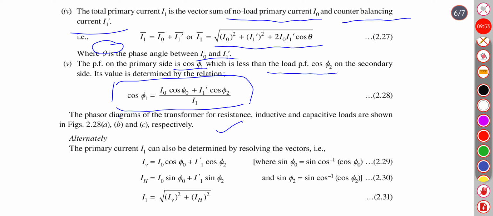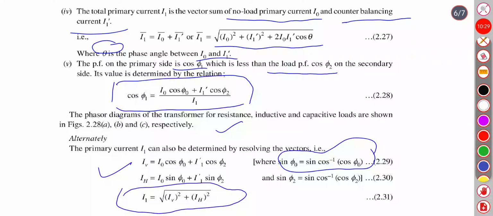Alternatively, the primary current I1 can be determined by resolving the vectors. So IV equals I0 cos phi0 plus I1 dash cos phi2, where phi0 is equal to cos inverse of cos phi0. IH equals I0 sin phi0 plus I1 dash sin phi2. Hence I1 will become the square root of IV square plus IH square.